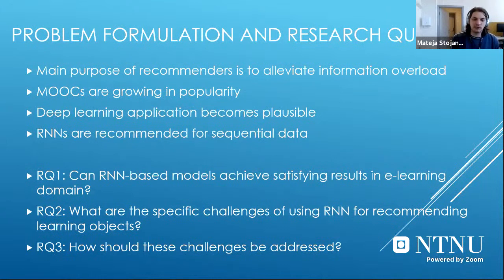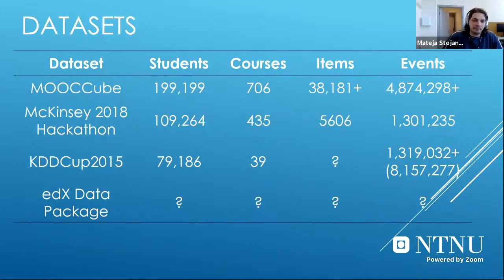My research questions are as follows. Can RNN-based models achieve satisfying results in the e-learning domain? E-learning is the term that can be used to describe technology-enhanced learning. What are the specific challenges of using RNN for recommending learning objects? Learning objects can be anything from educational videos or text or any type of learning materials that students can consume, or learners rather, not necessarily students. And how should these challenges be addressed? I would like to explore that through this project to make the best possible recommender I can.